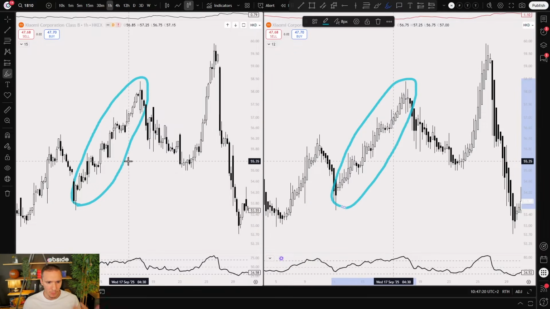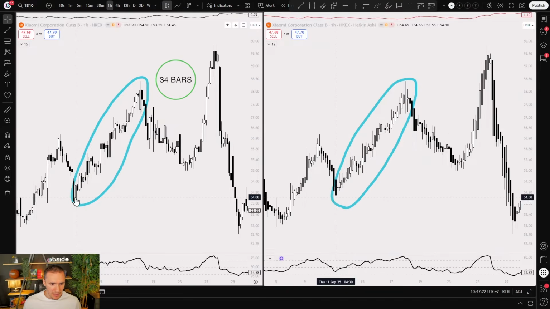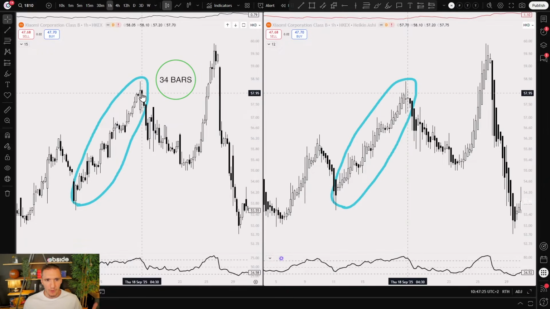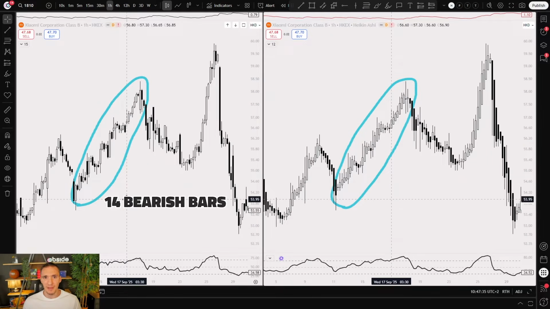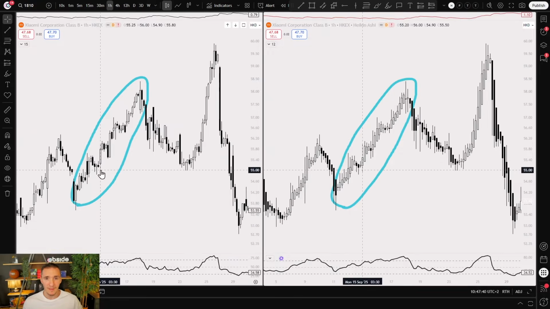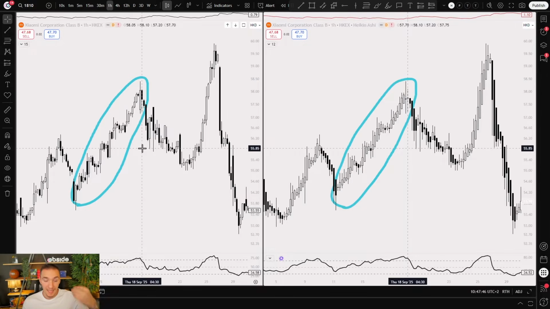So for example, on the regular candlestick chart, we can see that this move took 34 bars. So that's 34 hours of price action since I'm on a 1 hour time frame. And out of those 34 bars, 14 of them were bearish bars. That means that 40% of the bars in this up move were counter trend to the direction of the move. And that's almost half of them. And each of these counter trend bars was potentially opening the door to contradiction and second guessing the up move.